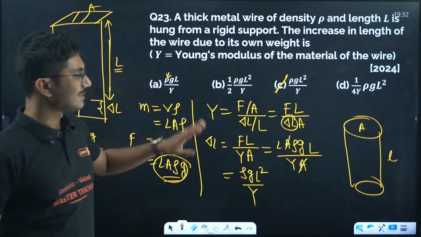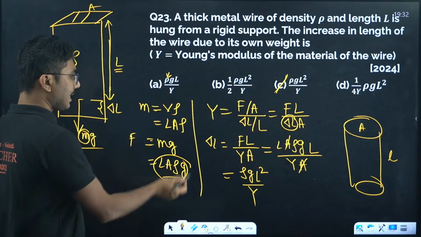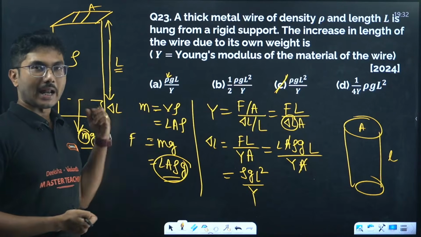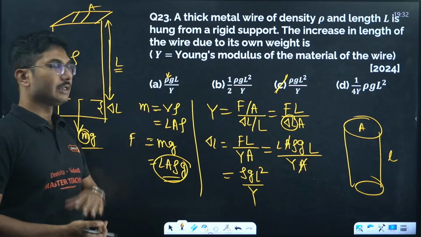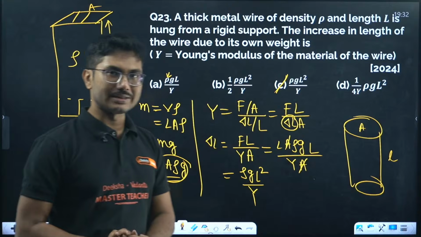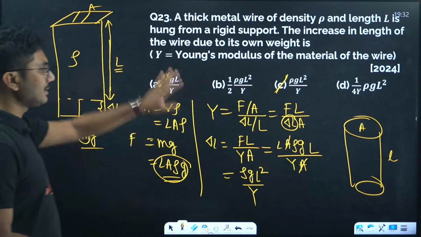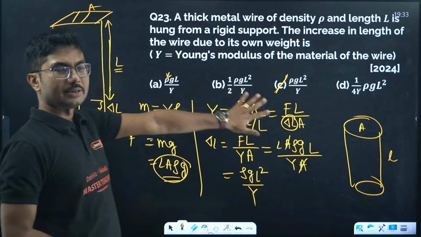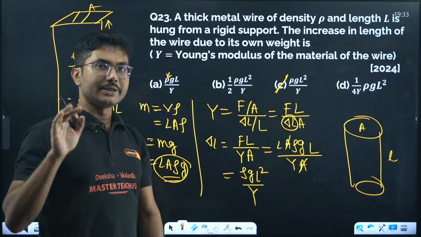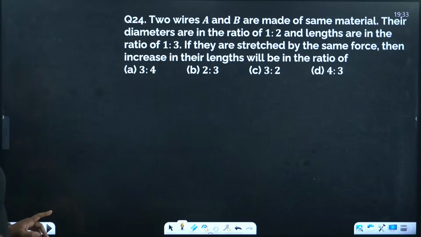This problem is simple if you understand what weight is and how you can convert the mass in terms of length, area and density. That's it. Otherwise it is very simple and easy, just the simple Young's modulus formula is sufficient to solve this question.